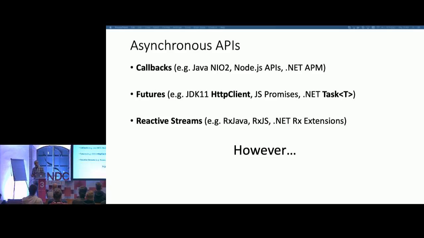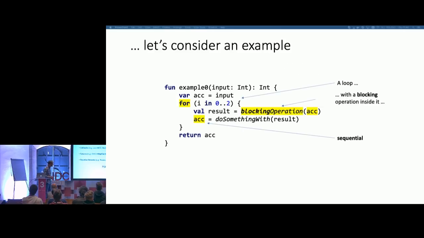We also have reactive streams as a generalization of futures. It started in the .NET world, but is more popular in the Java world with RxJava, and also in the JavaScript world with RxJS. However, all of these models present some issues.